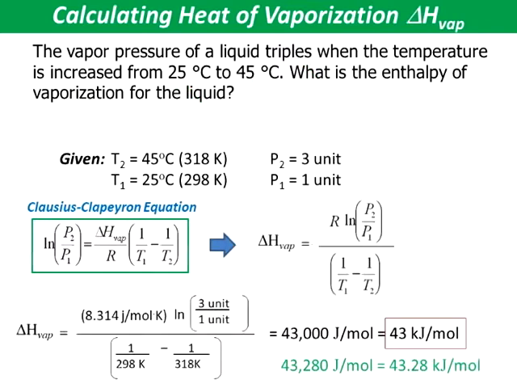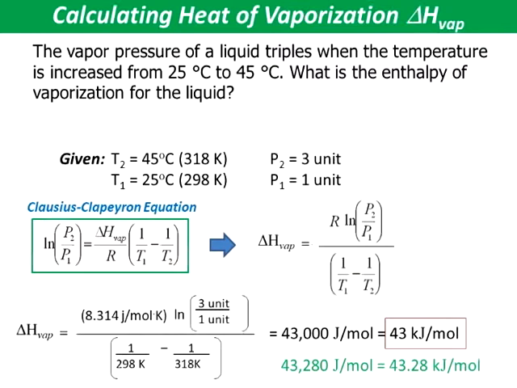We rearrange the Clausius Clapeyron equation as shown here to solve for delta H. We then put in our R value, 8.314 joule per mole K. We then take the natural log of the ratio of 3:1 divided by the difference between the inverse of the temperature in Kelvin. When we punch this value through our calculator, we obtain 43,280 joule per mole, which is 43.28 kilojoules per mole.